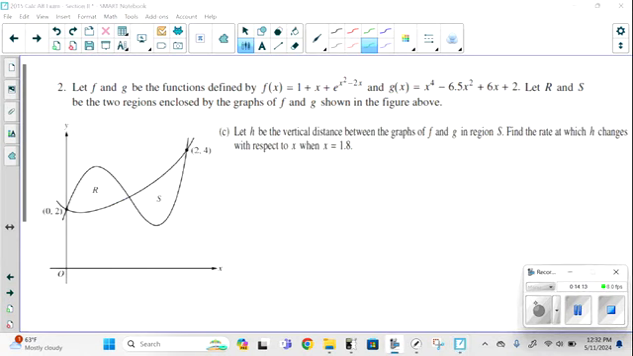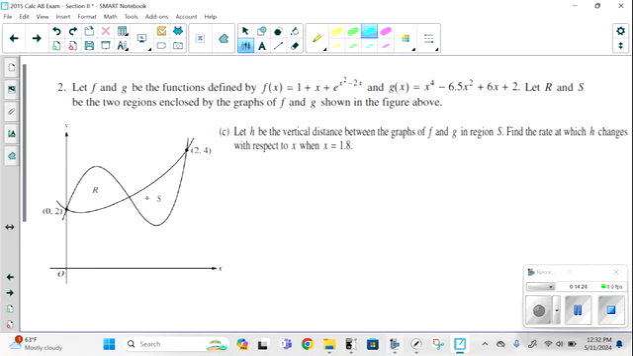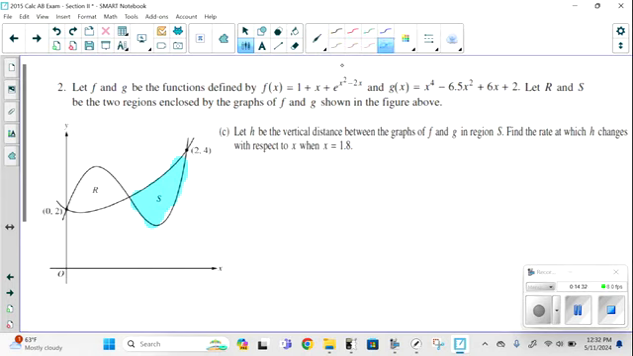2C states, let h be the vertical distance between the graphs of f and g in region S. Again, we are only focusing on region S. We know that f is the top graph, and g is the bottom graph, right here. Find the rate at which h changes with respect to x when x is equal to 1.8.